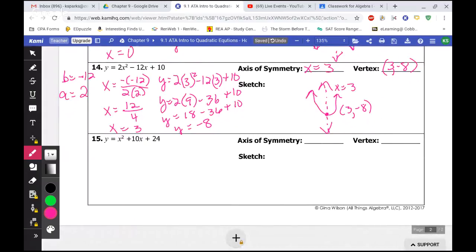Okay. Last one. The B value is what on number 15? Ten. 10. Good job. Way to go, Reese. Okay, what's the A value? 1. Good job. So we have x equals the opposite of 10.